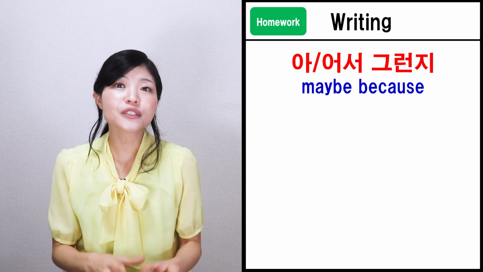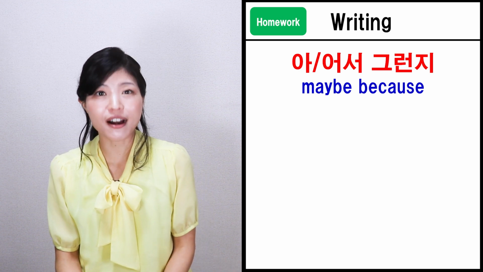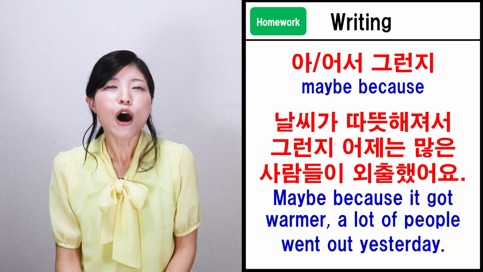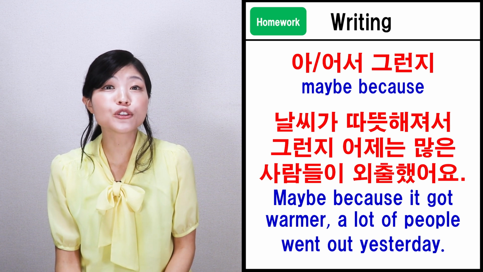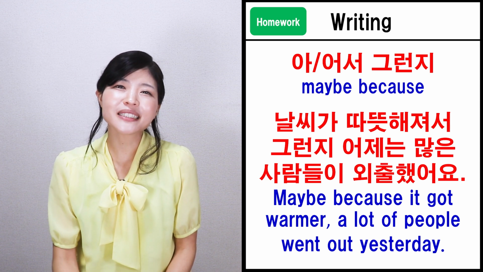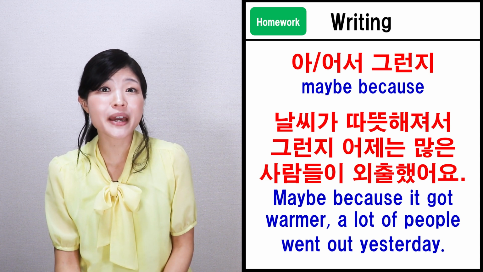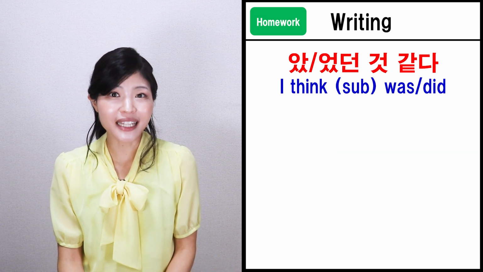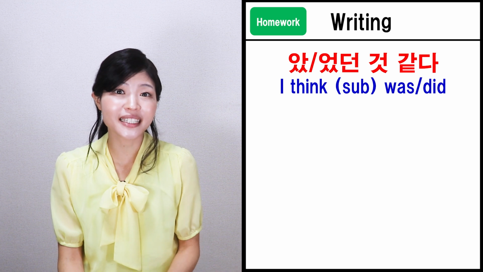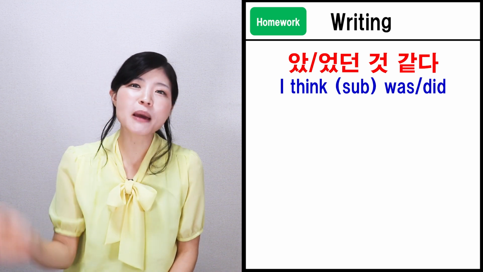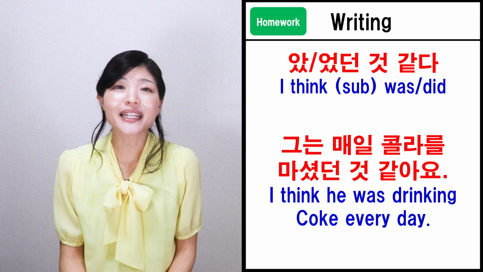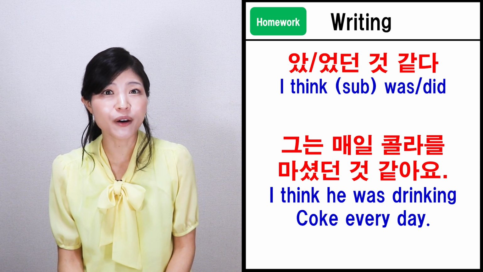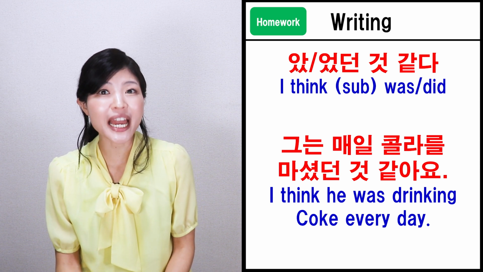Second, try to use 어서 그런지, maybe because. For example, 날씨가 따뜻해져서 그런지 어제는 많은 사람들이 외출했어요. Maybe because it got warmer, a lot of people went out yesterday. Third, try to use 던 것 같다, I think subject did something, to share vague memories of the past. For example, 그는 매일 콜라를 마셨던 것 같아요. I think he was drinking Coke every day.